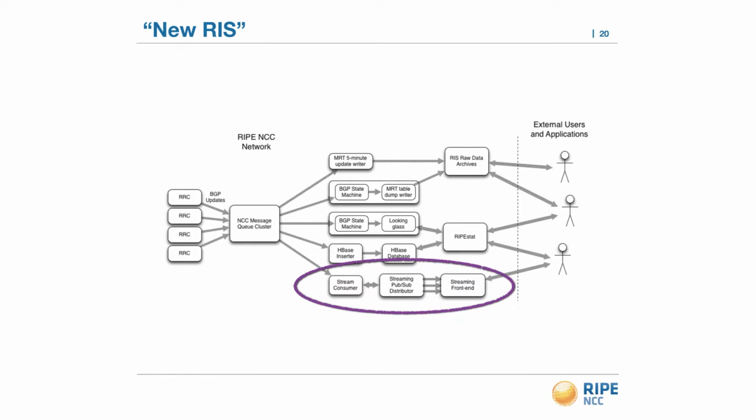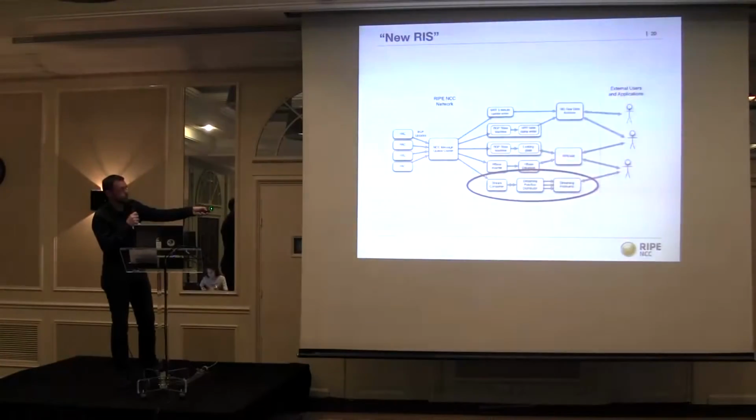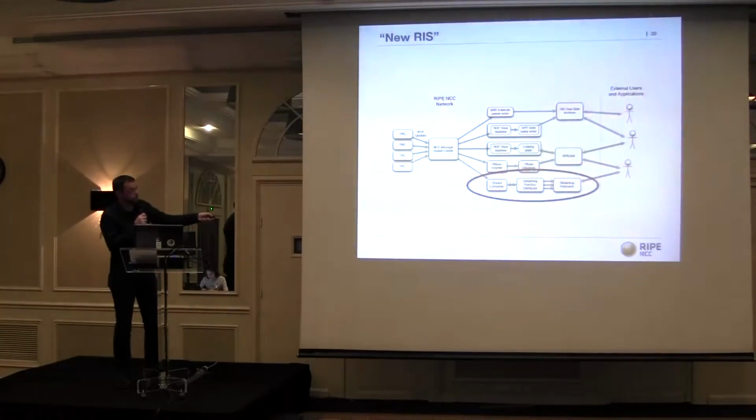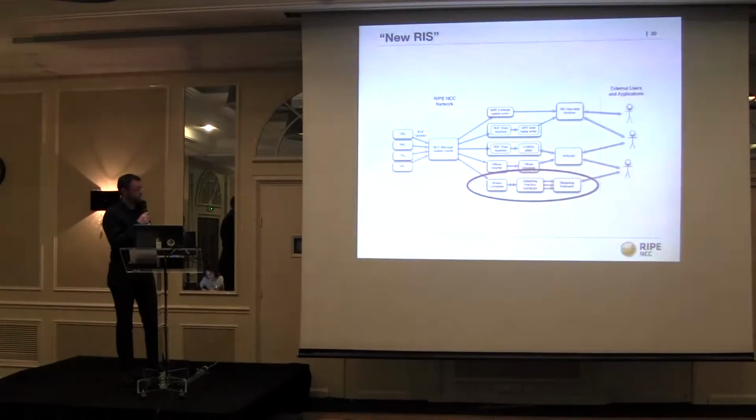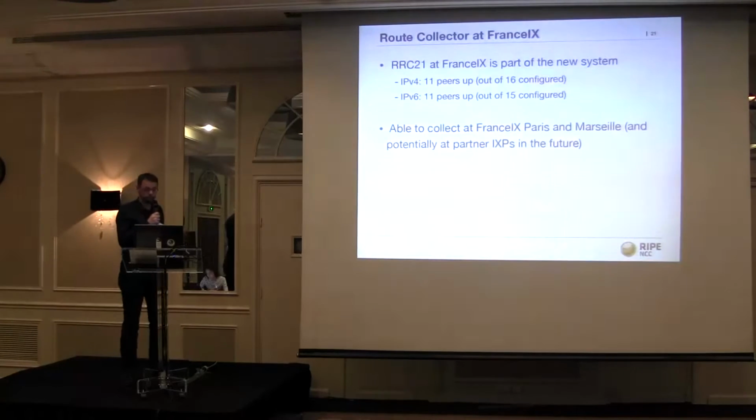This is what it looks like on the consumer side of things. There are still MRT files being created. Data goes into RIPEstat, but this is really interesting and new: it's the ability to give you a live stream of BGP data. So you can develop applications, alerting, whatever this architecture enables.